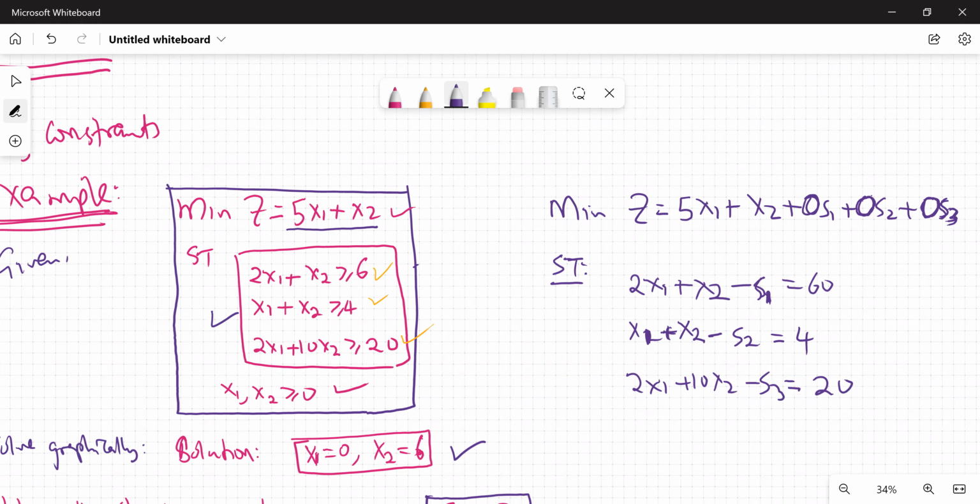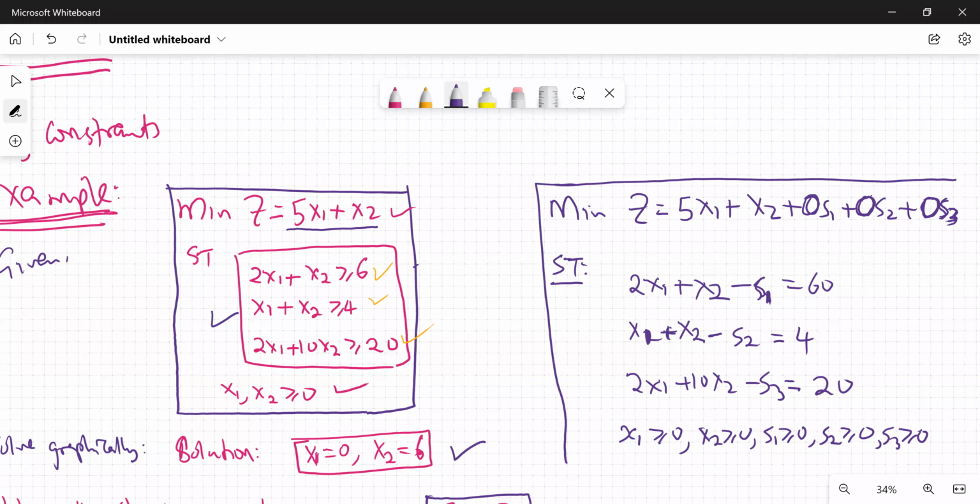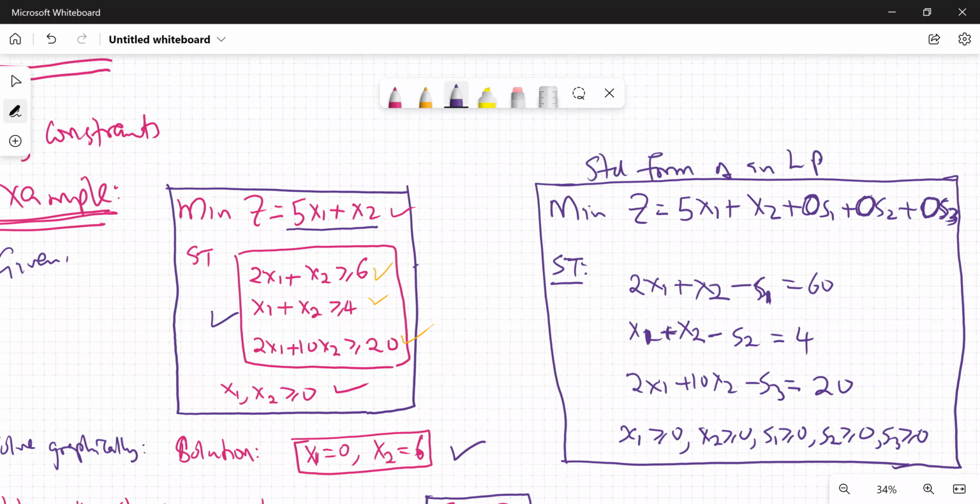Then of course, the non-negative constraints remain unchanged. x1 greater or equal to 0, x2 greater or equal to 0, s1 greater or equal to 0, s2 greater or equal to 0, and s3, the slacks must always be non-negative. And the surpluses as well. So this is now what you call the standard form of an LP. That's the standard form of an LP.